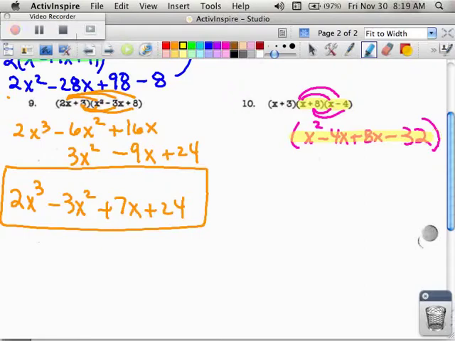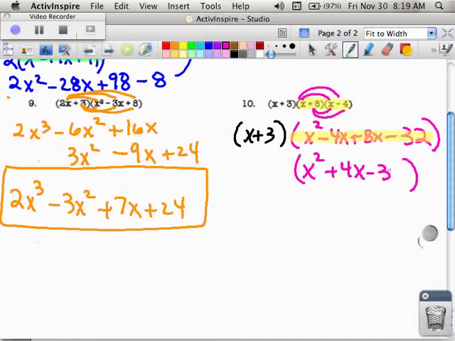I'm going to simplify that first. Don't forget that you still have that other parentheses that's out in front, that x plus 3. We have not taken care of that yet. But I'm going to simplify that second parentheses before I move any farther, because there are 2 terms that can be combined. The minus 4x and the positive 8x is positive 4x, and I still have that negative 32.